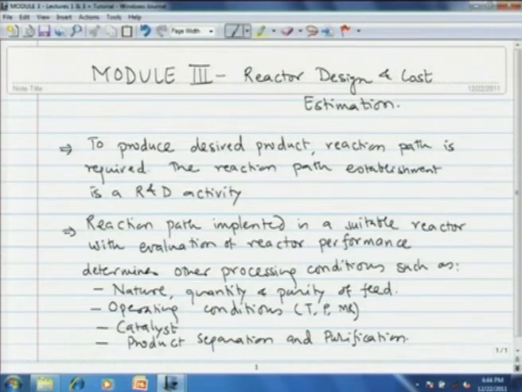At each stage, we have to evaluate the performance of the reactor, and that evaluation determines several other processing conditions, such as the nature, quantity and purity of the feed streams. Then second, the most optimum operating conditions. Now these could be temperature, pressure or molar ratio of the reactants.